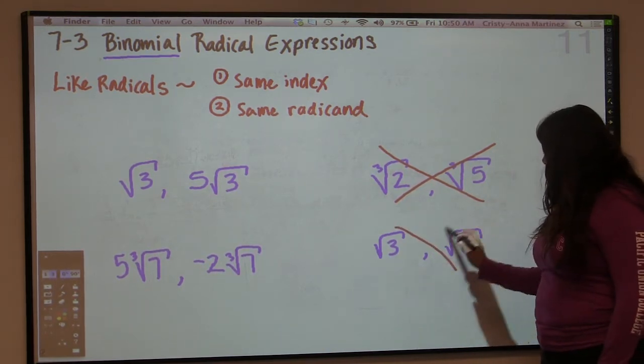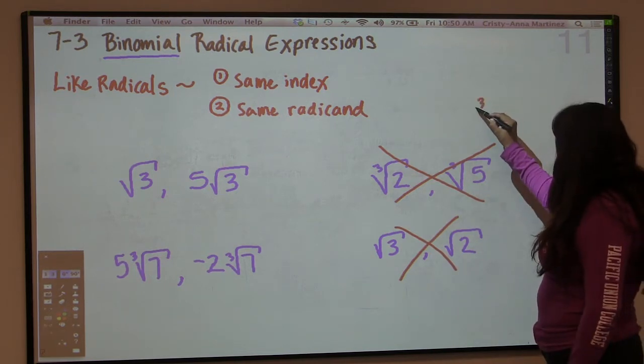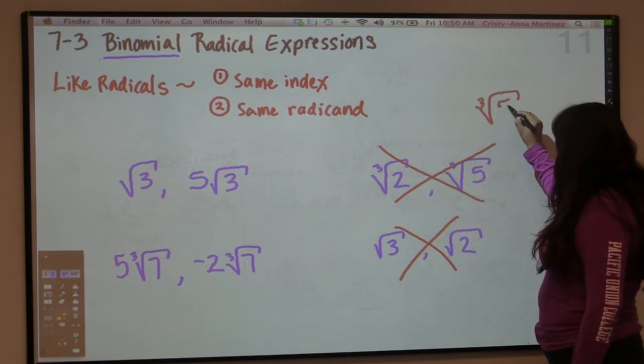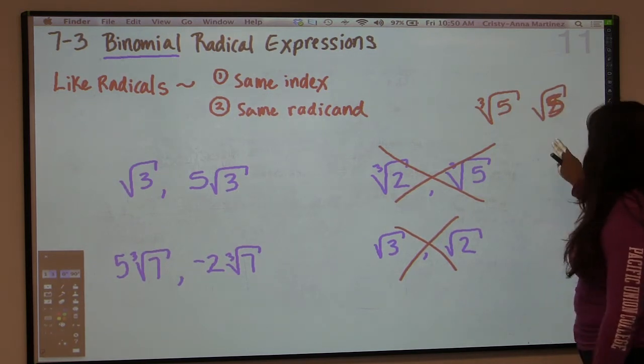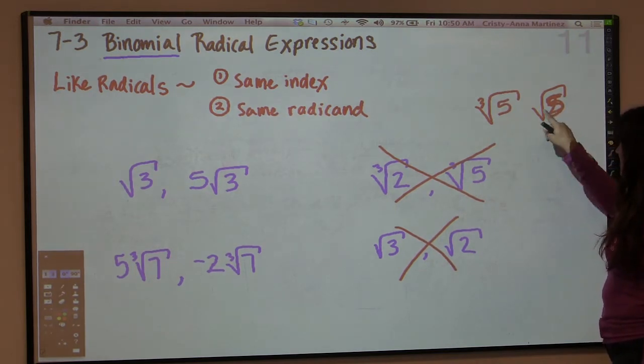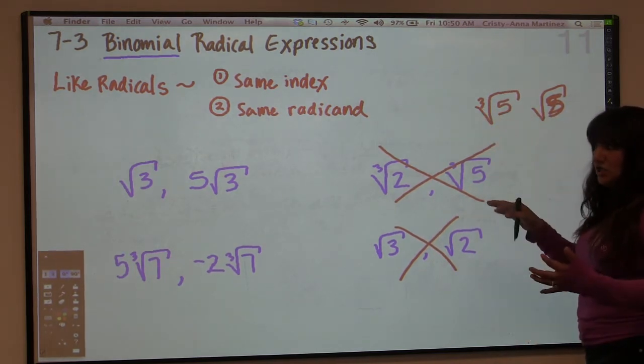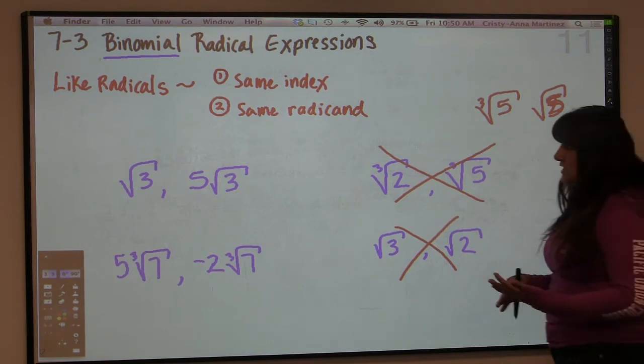And then of course, if you had something like the cubed root of 5 and the square root of 2, or even the square root of 5 for that matter, again the radicands both being 5, but the index 2 and the index 3 not matching. So it has to satisfy both of those conditions.